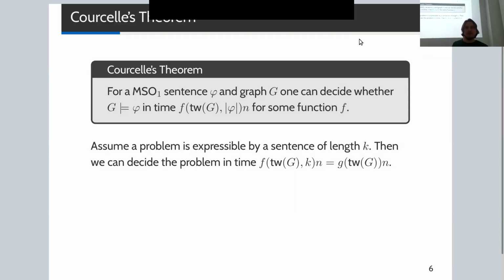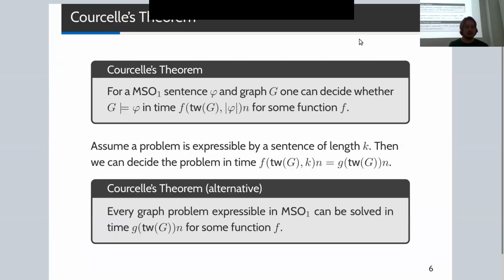Okay, so let's say we want to evaluate some fixed problem that can be expressed by an MSO formula of length k. Then this means that we can evaluate this formula in time some function of the tree width and k. But if we fix the problem, then the formula has constant length, so we can think of k as a constant, and we get some function that depends only on the tree width for every fixed problem. So you can restate Courcelle's theorem like this.